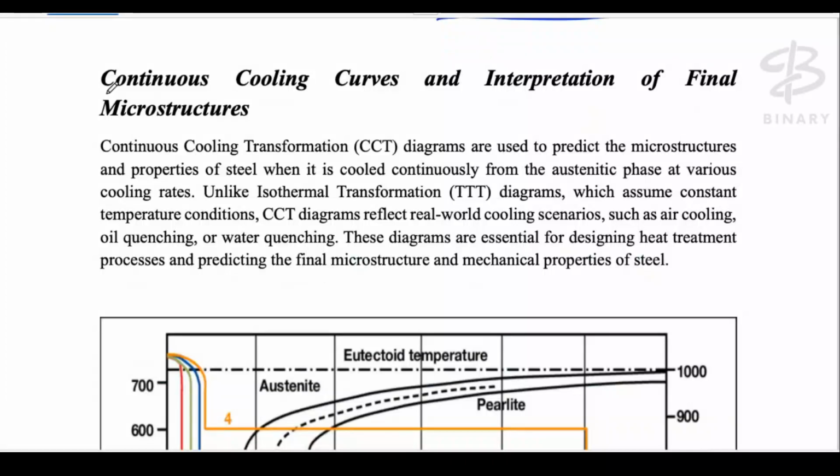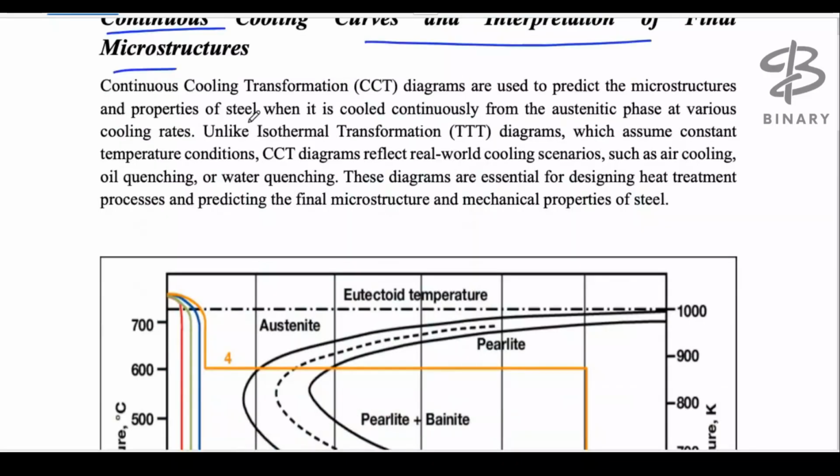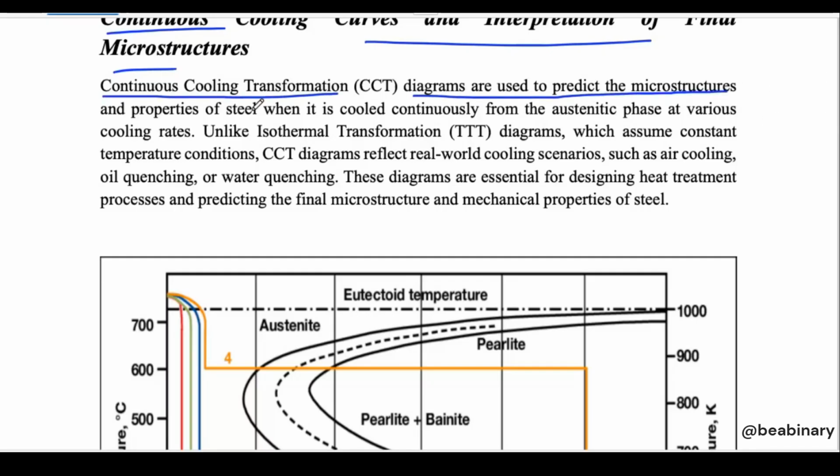Okay, so now we are moving ahead to the continuous cooling curve and interpretation of the final microstructures. Here we have the continuous cooling curve. Previously, we were discussing the time temperature transformation, which is isothermal transformation. Continuous cooling transformation diagrams are used to predict the microstructures and properties of a steel when it is cooled continuously from the austenite phase at various cooling rates.